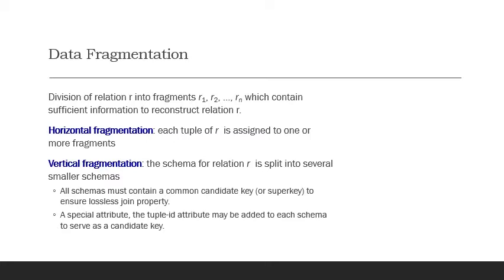Vertical fragmentation splits the relation by decomposing the scheme R of relation R. That is, the schema for relation R is split into several smaller schemas. All schemas must contain a common candidate key or a super key to ensure lossless join property. A special attribute, the tuple ID attribute, may be added to each schema to serve as a candidate key.